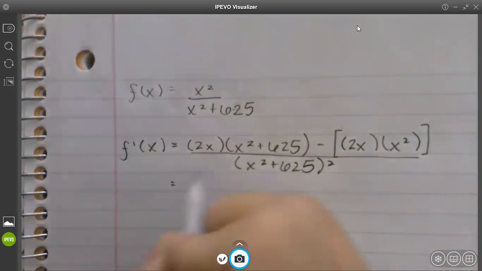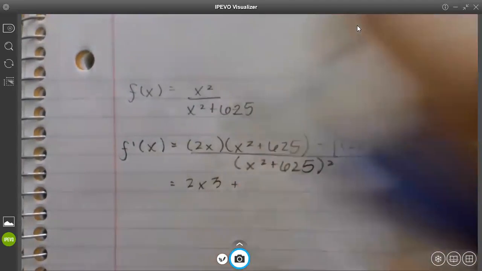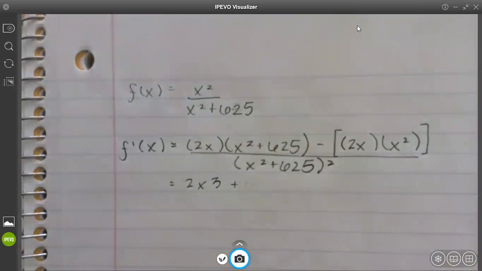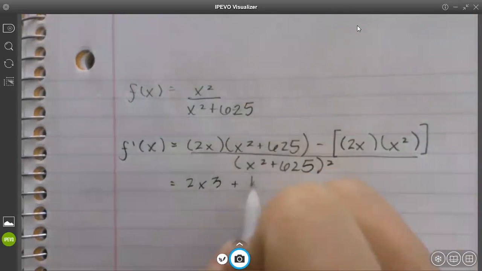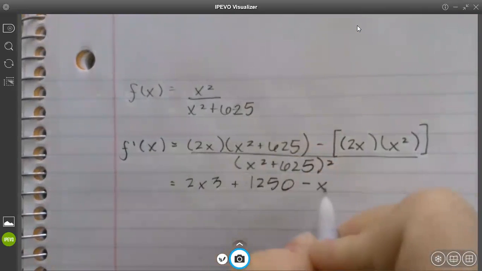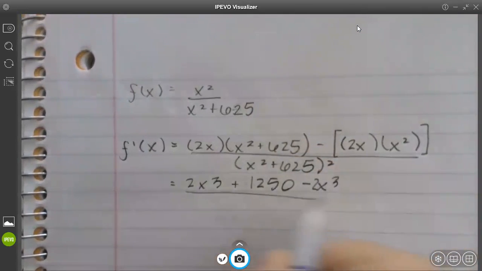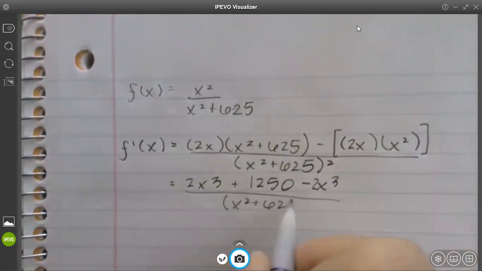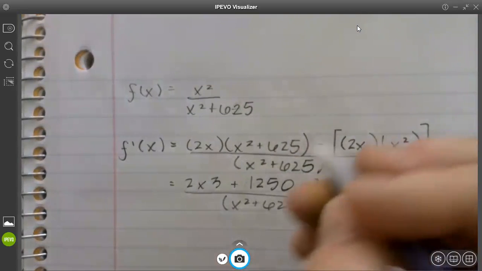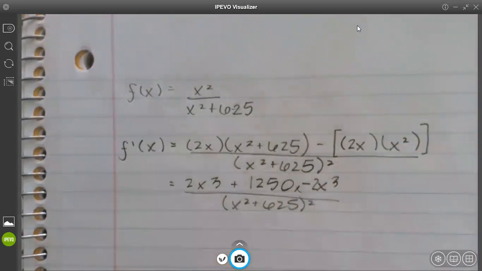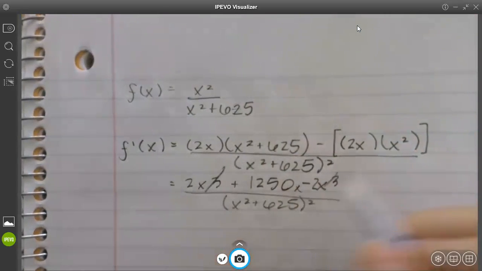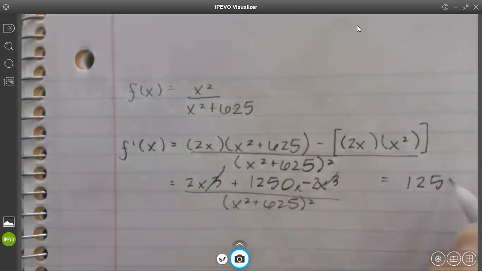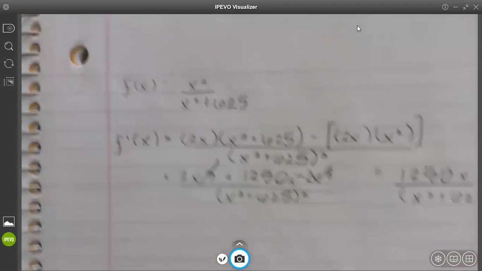We're going to clean it up. We get 2x to the third plus 625 times 2, 1250, minus 2x to the third. Yes, thank you. Is everybody good? Your 2x cubes cancel out. You get 1250x over x squared plus 625 squared.